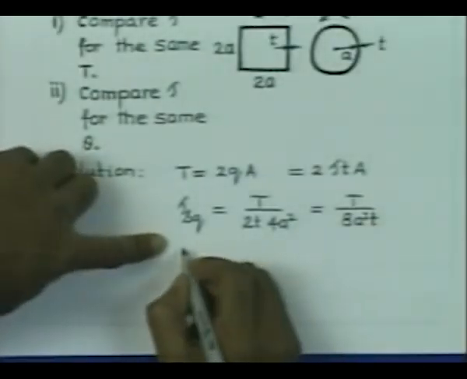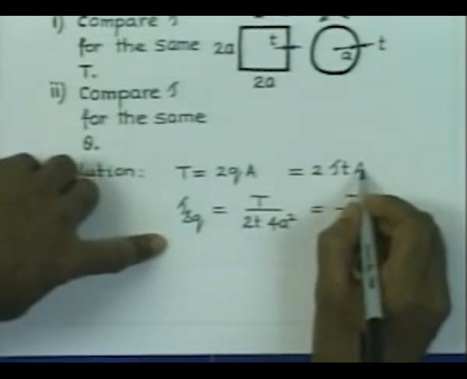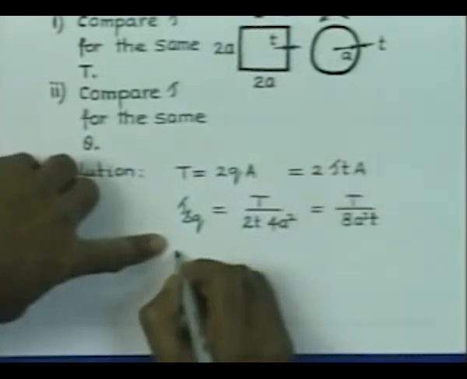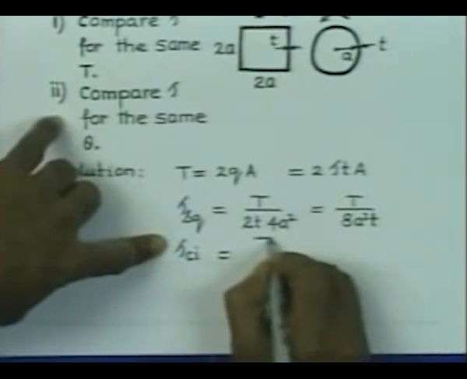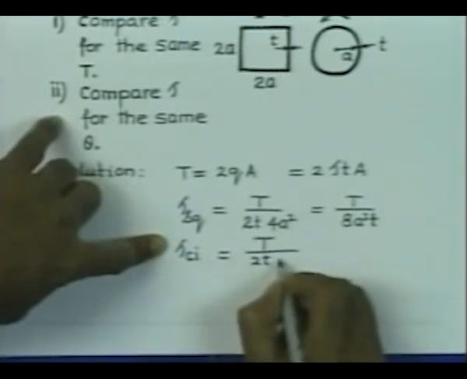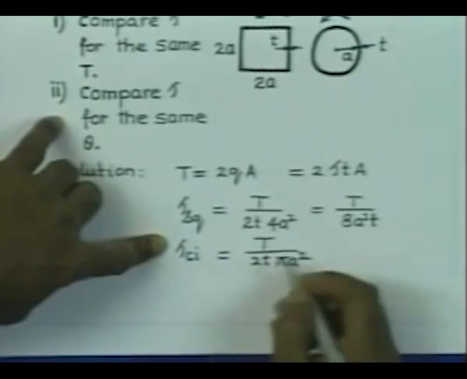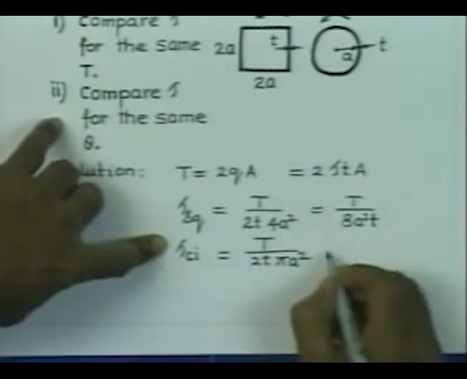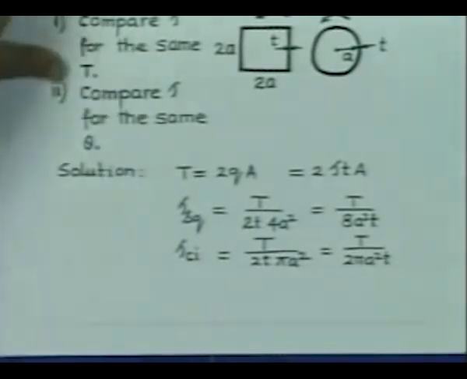If you consider now the circular cross section, then again we will have t as the thickness and A is going to be pi a square. So, tau for the circle is T by 2t into pi a square, that is T by 2 pi a square t.